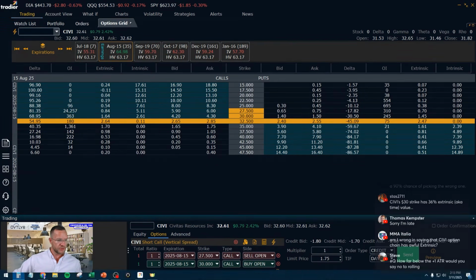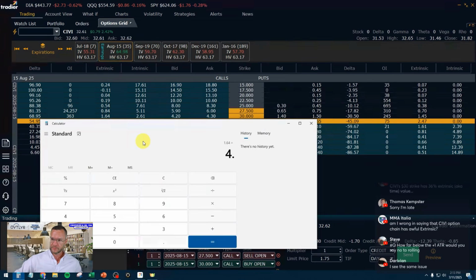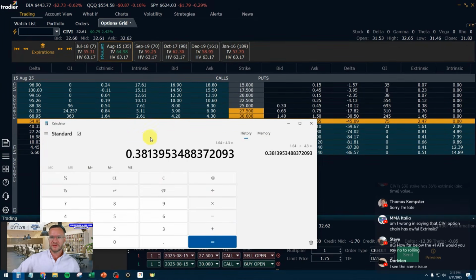What I do want to look at, because that's the 69 delta, is how much extrinsic value we have in relation to the ask price. So $1.64 divided by 430 is 38%. That's too expensive, so for me, I would not roll this trade. Reason being is that I try to keep my extrinsic value to around 20% or so. I will go at the very, very, very most 30%.